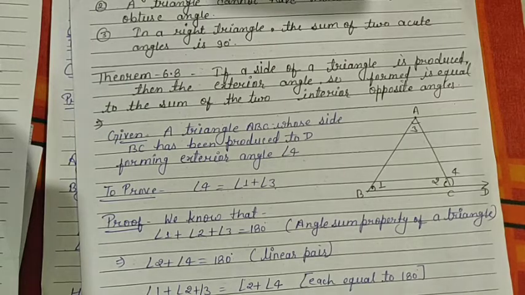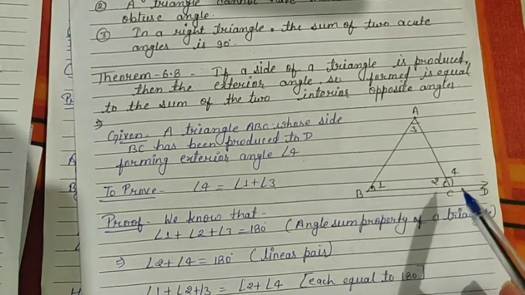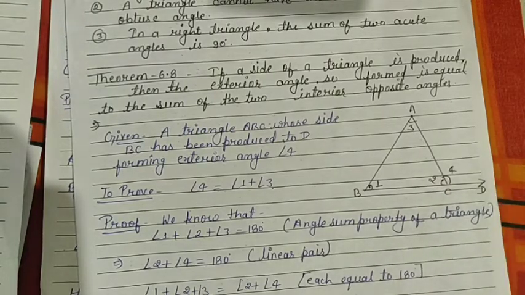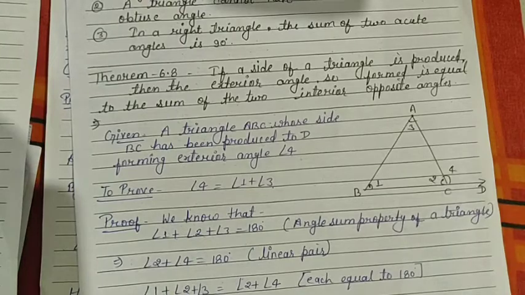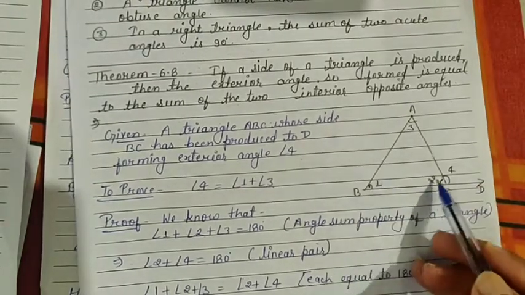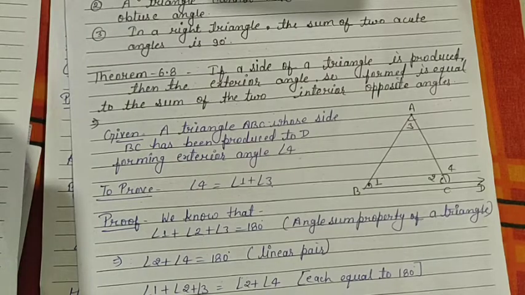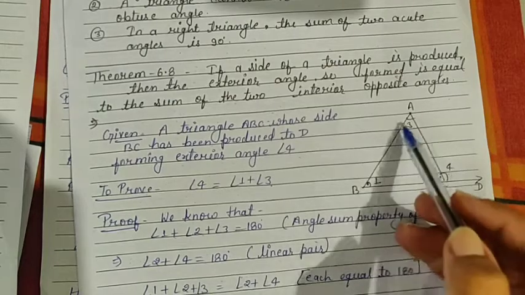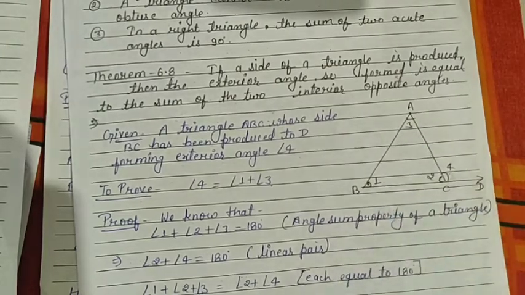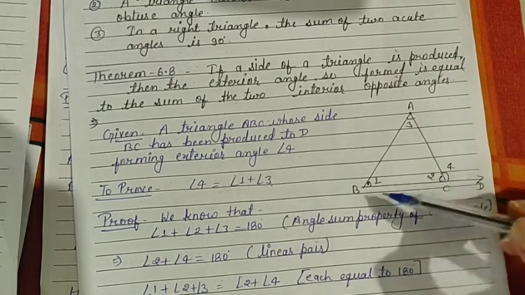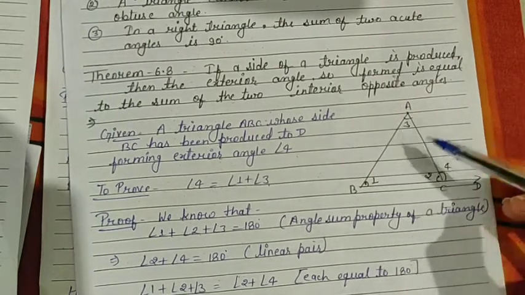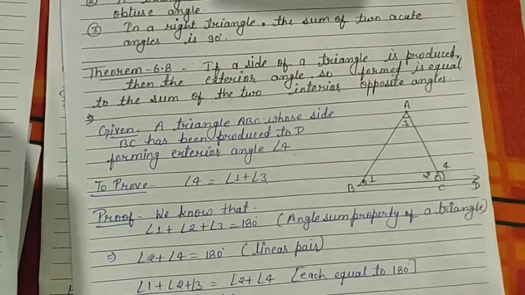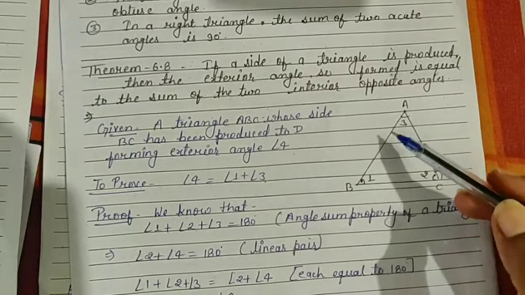Students, this is also a very important theorem. This is a triangle ABC, whose side BC has been produced to D. Then this is an exterior angle. Angle 4 is an exterior angle. Angles 1, 2 and 3 are three interior angles, and we have to prove that the exterior angle will be equal to the sum of two interior opposite angles. Interior opposite angles of 4 are 1 and 3. 1 and 3 are interior opposite angles of exterior angle 4, and we have to prove angle 4 equals angle 1 plus angle 3.